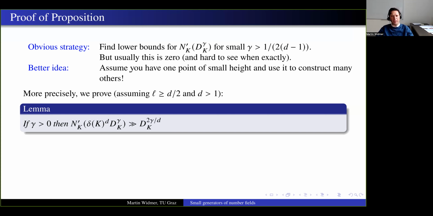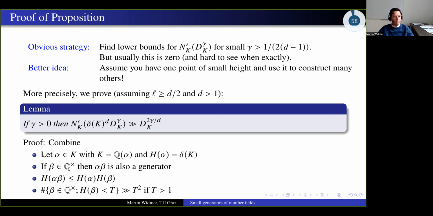So a much better idea is to instead evaluate n prime a little bit above the threshold, at delta to the d times a small fractional power of the discriminant. Because if you do that, then you're guaranteed to already have one small point, one generator of small height, and you can use this one point to construct many other generators. And we should assume here that L is at least d over 2.